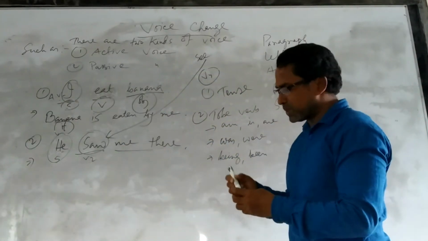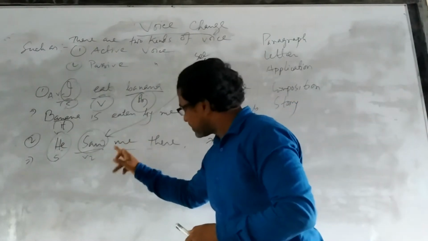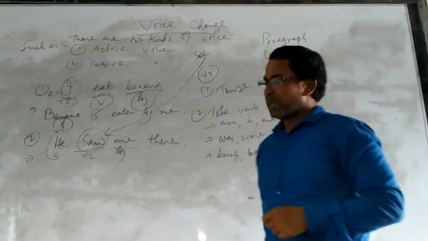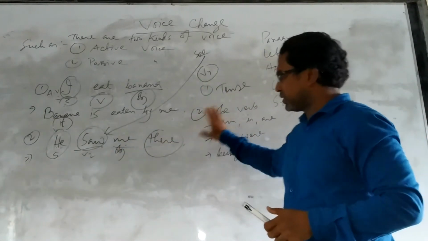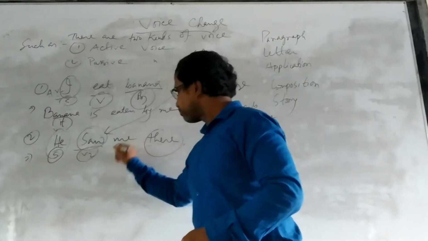So my dear sir, look at this. There are two objects you can see. First one is me and then another one is there. So we can take this as an object and it is about extension. So we do not think about this. We have to take only three things: subject, verb, and object.